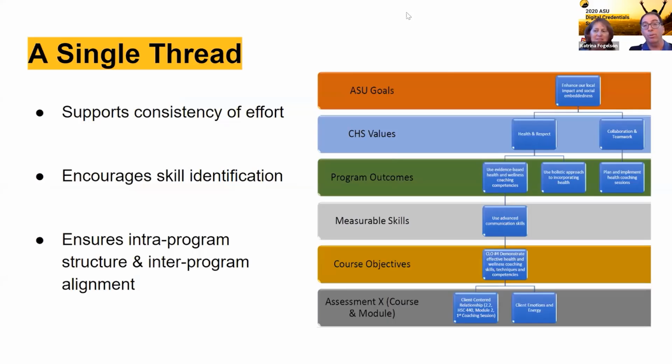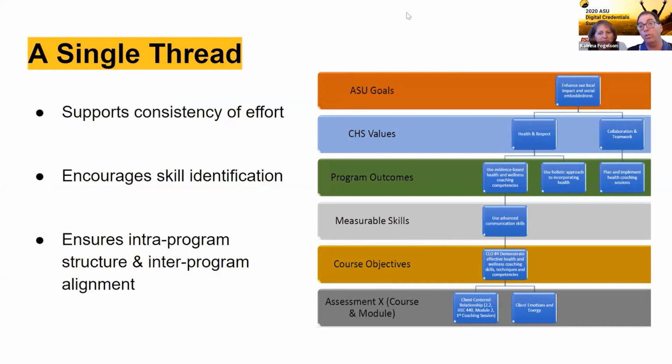Okay, and so that brings us to the name of this whole thing, which is a single thread. So taking what Katrina just talked about and my previous discussion of Assessment Plans 101 and how we're doing our programmatic alignment within the College of Health Solutions, we can identify that we've been successful when we can reach into a program and pull out a single thread between a course's assessment through all the layers of the taxonomy, all the way up to the ASU goals, as we mentioned before.